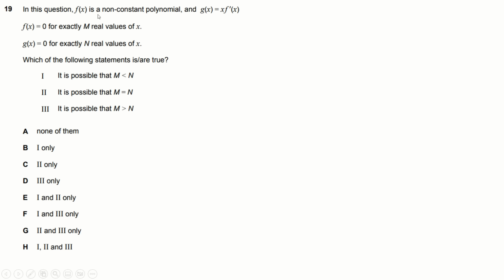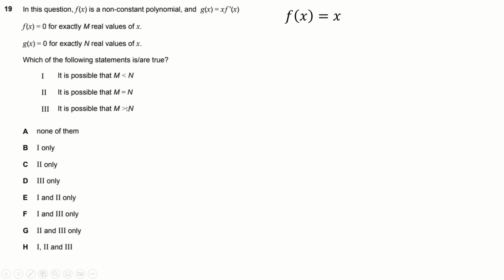Okay, f is a non-constant polynomial. So it's not f of x equals 3. There's some x term in there somewhere. And g of x equals f dashed of x. F of x has m roots, and g of x has n roots. Which of the following could happen?